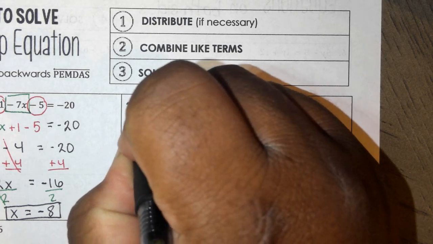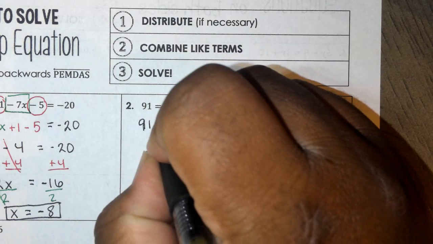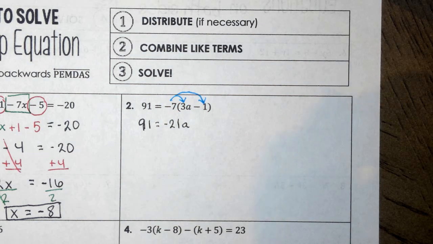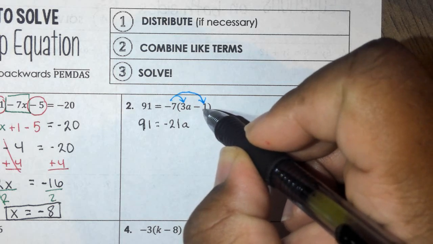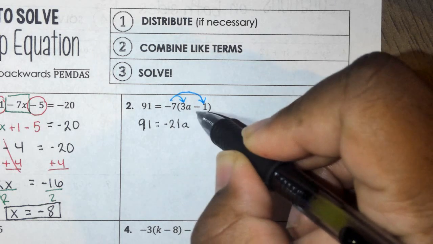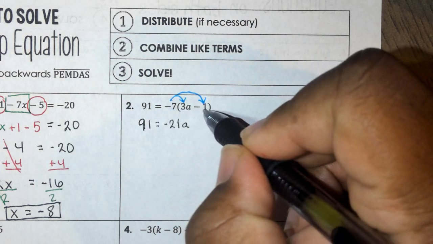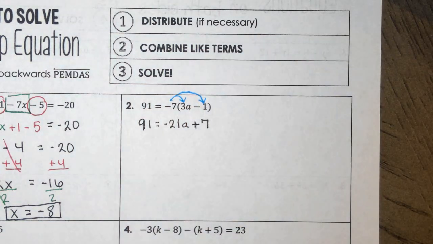So when I distribute, I need to rewrite my equation. I have 91 equals negative 7 times 3a, which is negative 21a, and then negative 7 times negative 1. This is a mistake some kids make all the time. I have a negative 7 outside, and this 1 has a minus sign in front of it, so that makes it negative. So it's negative 7 times negative 1, which is going to give me positive 7 here. So my equation after the distribution is 91 equals negative 21a plus 7.